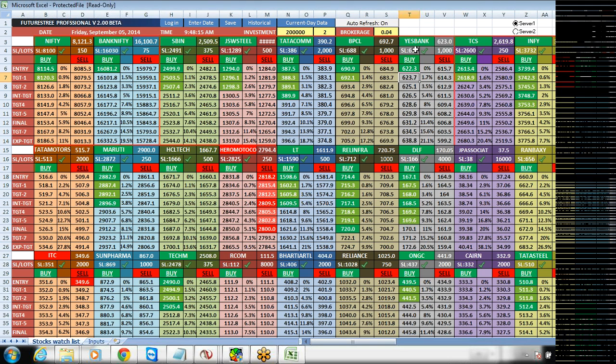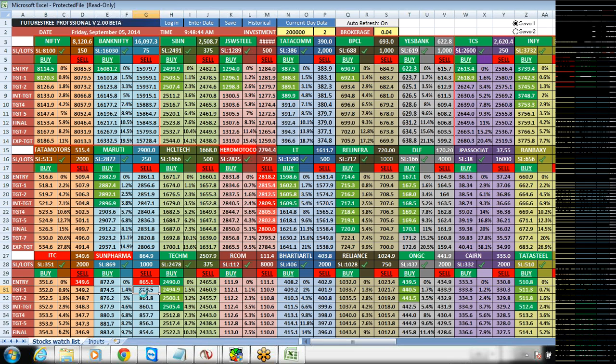Now we have a buy call in S Bank. So you'll buy one lot of S Bank in futures. Or if you want to do options, you can do options also. You choose the strike price for S Bank, let's say 620 or 630, and then you'll buy a call option. Whenever there is a buy call, you'll buy a call option. And whenever there is a sell call, you will buy a put option.